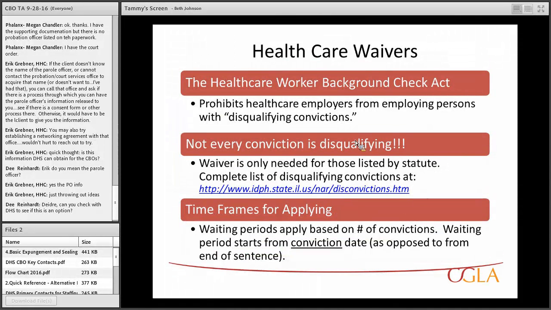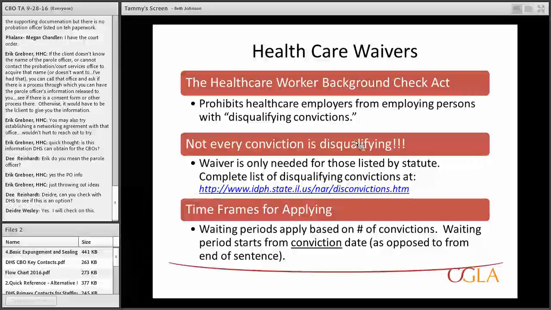Healthcare waivers are a really viable option for many, and I saw that some of the list of participants had healthcare forms in them, and you might be well aware of these already. The Healthcare Worker Background Check Act prohibits unlicensed healthcare workers from working in healthcare facilities. There's a list of disqualifying offenses: property crimes, violent crimes and sex crimes. These are all convictions that bar you from working in healthcare. The waiver process removes that legal prohibition so an employer is allowed to hire you even with that conviction. Without that waiver, though, they're legally prohibited, right?